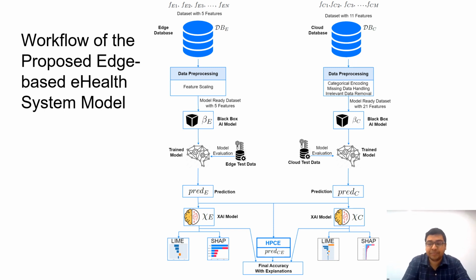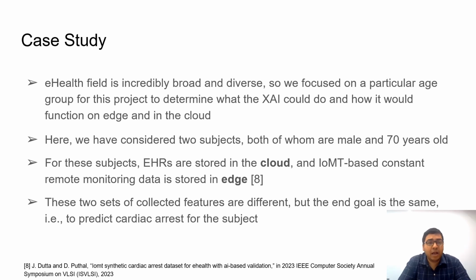So here we have done a case study, and in this case study we have narrowed down our focus. Why is it so? Because the eHealth field is incredibly broad and diverse, so we focus on a particular age group for this project to determine what explainable AI could do and how it would function on edge and in the cloud. Here we have considered two subjects, both of whom are male and 70 years old. For these two subjects, EHRs, that is electronic health records, are stored in the cloud, and IoT-based constant remote monitoring data is stored in the edge. These two sets of collected features are different, but the end goal is the same, that is to predict cardiac arrest for that particular subject.